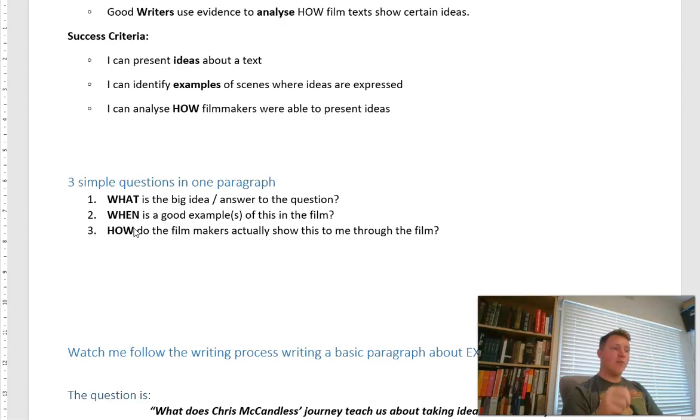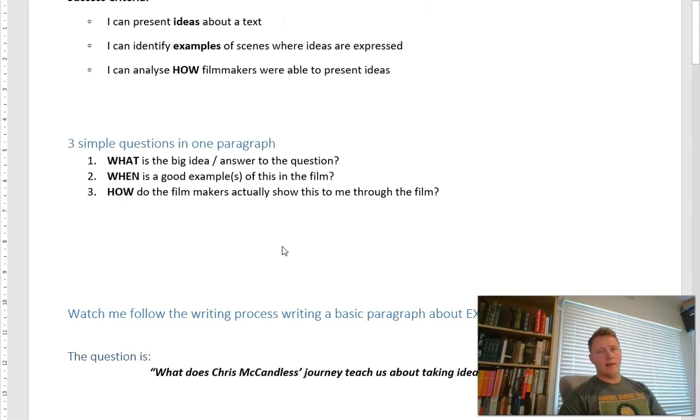And then the next step will be the how. So let's look at the details of that scene or that event or that character or that moment, whatever you want to do. Let's have a look at the details and what does that actually look like, and how do we know that that's what the filmmakers are trying to get across to us, okay? So those are the three big questions that in a paragraph, which could be 4 sentences, it could be 8 sentences, it's up to you how detailed you want it to go.